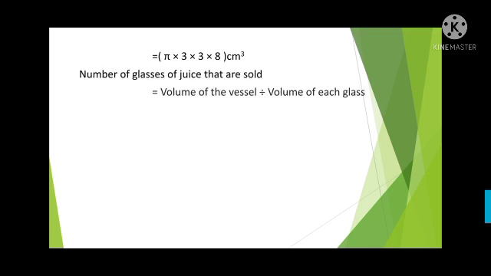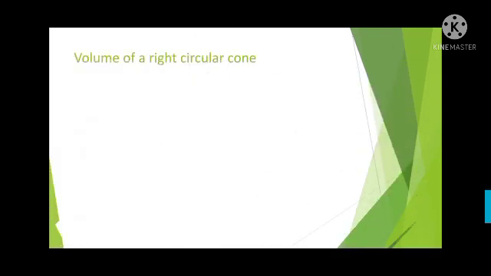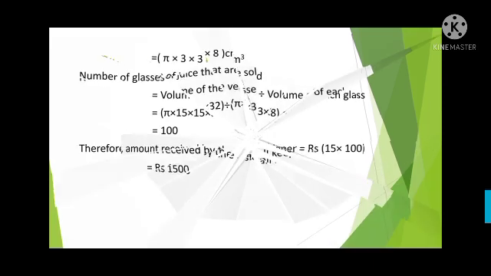Now since we have to calculate the number of glasses of juice that are sold, we will divide the volume of the vessel by volume of each glass. From that we will get how many glasses can be filled. So 100 glasses, we got the answer. Now the amount received by the stall keeper will be 15 into 100 since each glass is sold for 15 rupees, which gives us the answer of 1500. So this part is over.